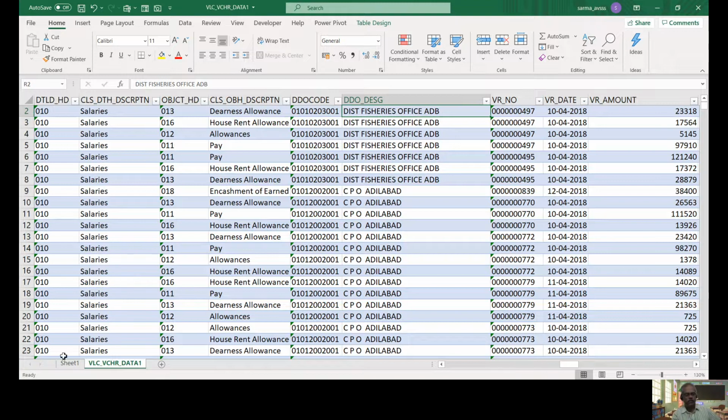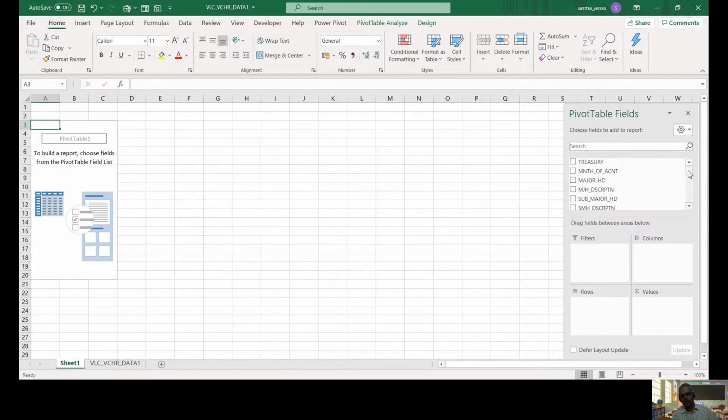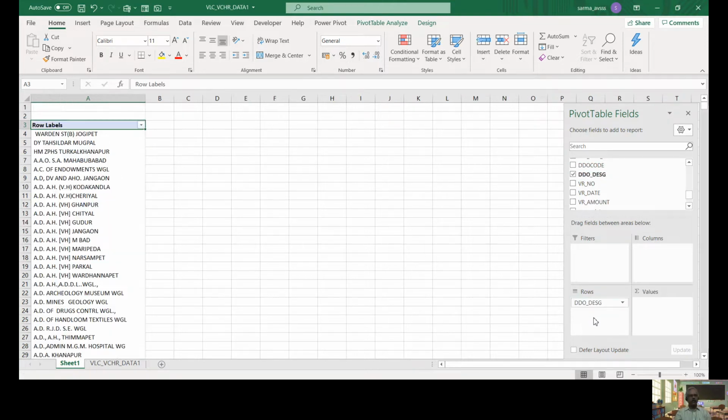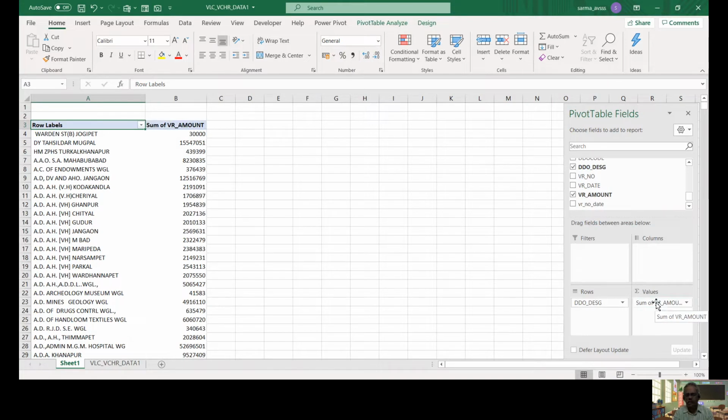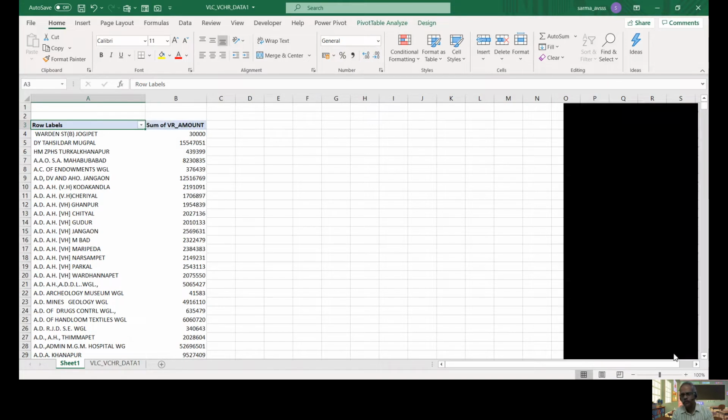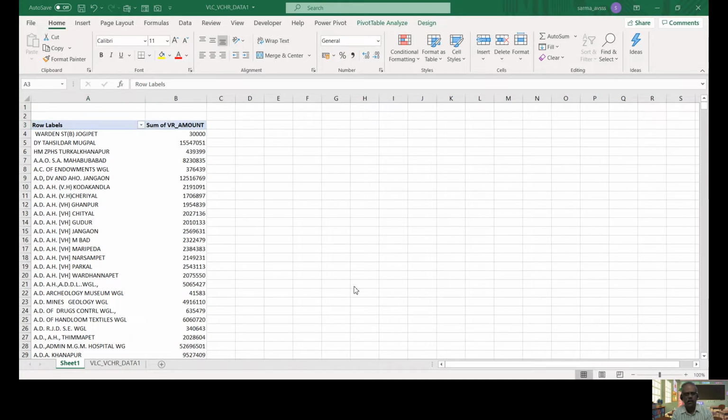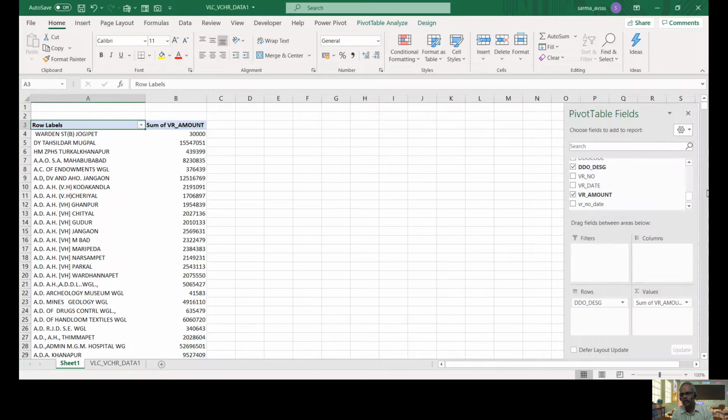So for this purpose, we are creating a pivot where the DDO code or DDO designation is in the rows and the voucher amount is in the values. Okay, I'm putting this DDO designation in rows. Once I put it, these are all the DDOs. Once I put the voucher amount in the values field, it generates the total annual expenditure done by each DDO.